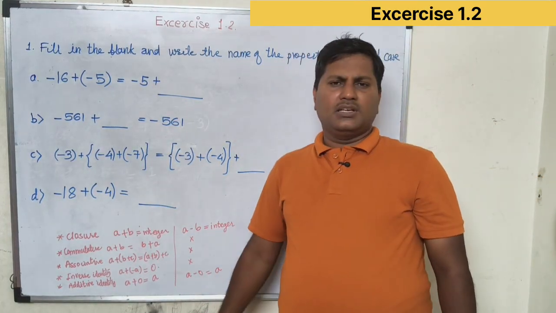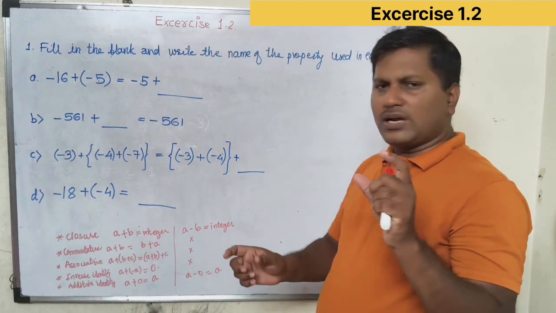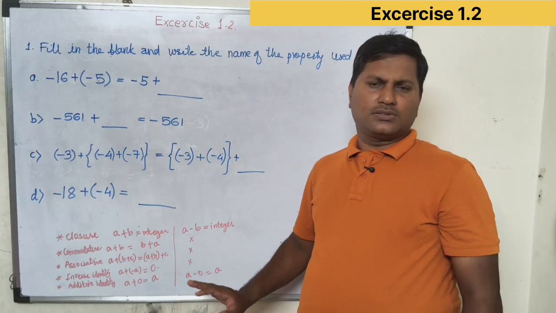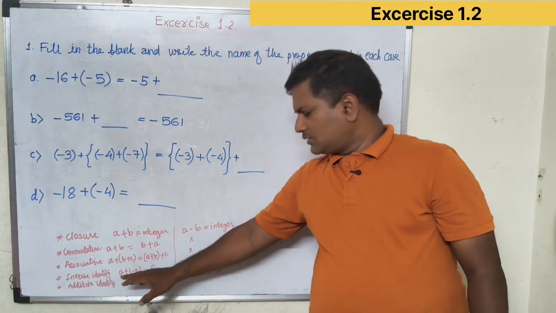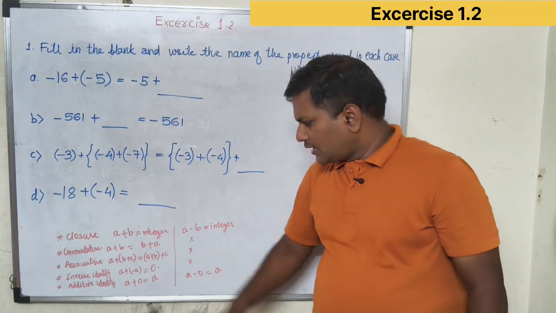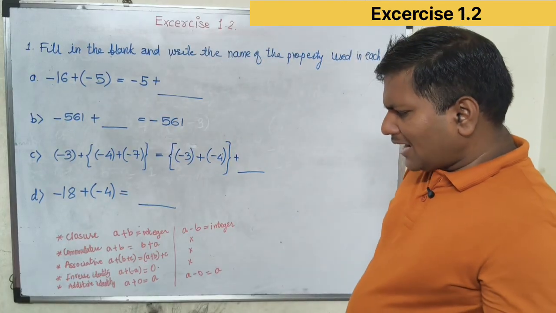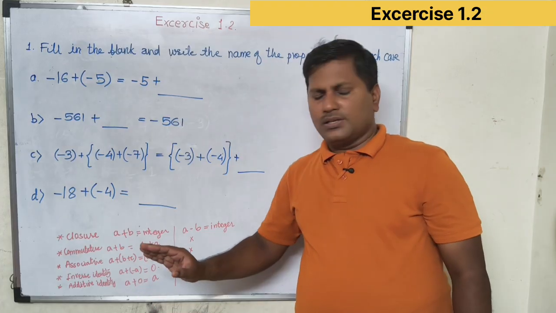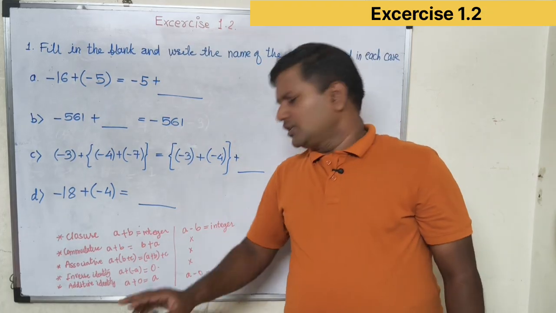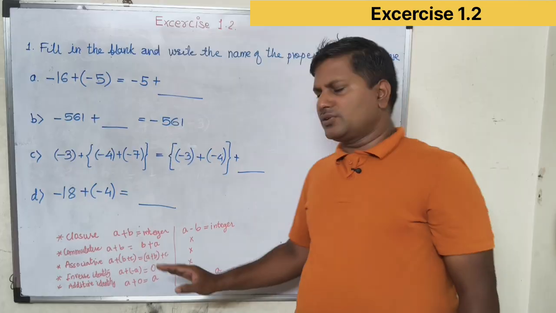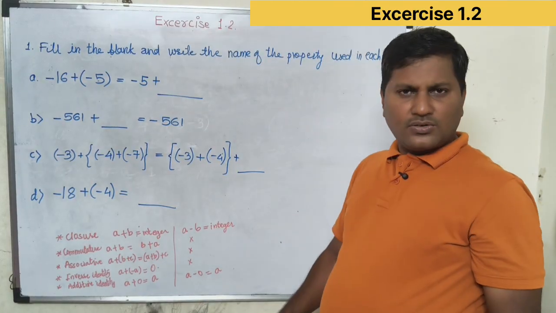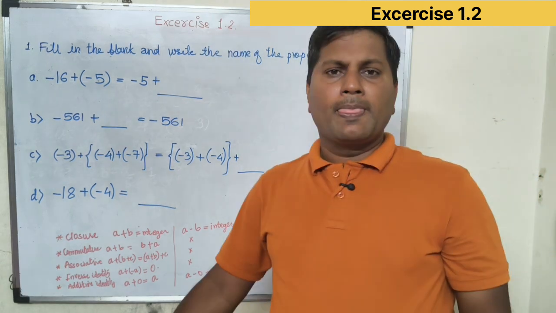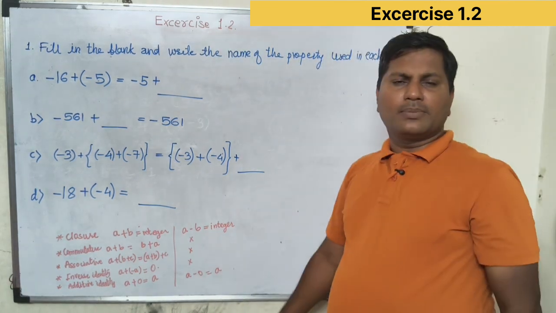Then inverse: if you are having an integer and you add its reverse, that is the inverse, so the total will be 0. A plus minus a gives 0. And the last one, additive identity: if 0 is added to any integer, it gives the same integer. Similarly you can subtract 0 from any number and you will get the same number. By using these properties we are going to solve exercise number 1.2.